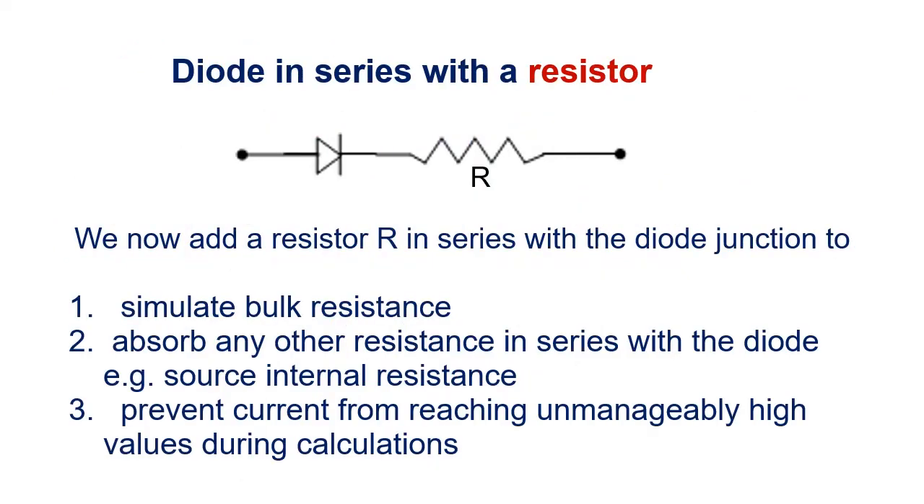Now we make our model even more realistic by adding a resistor in series with the diode junction. This is done for the following reasons. 1. Simulate bulk resistance found in practical diodes. 2. Absorb any other resistance in series with the diode, such as source internal resistance. 3. Prevent current from reaching unmanageably high values during calculations.